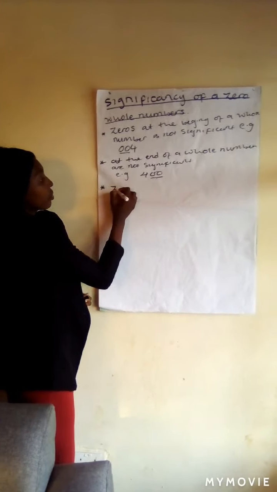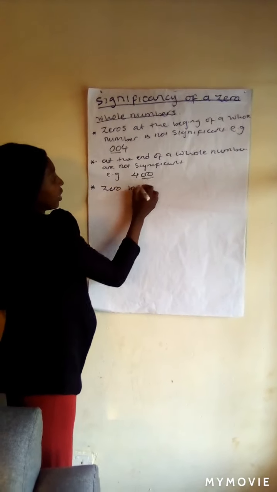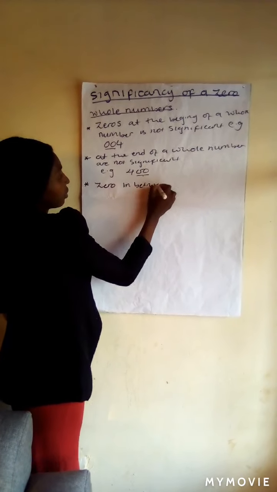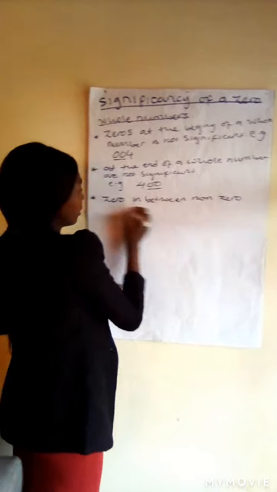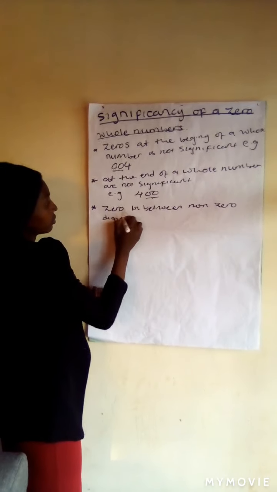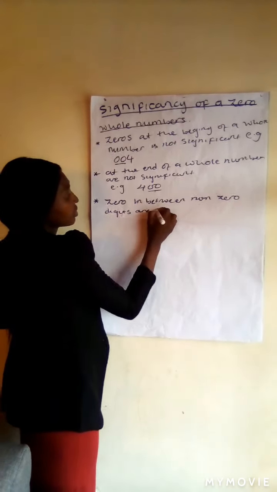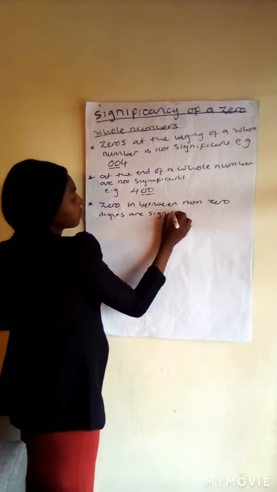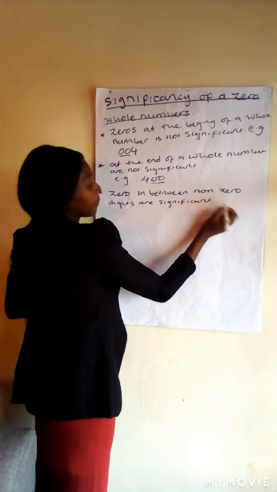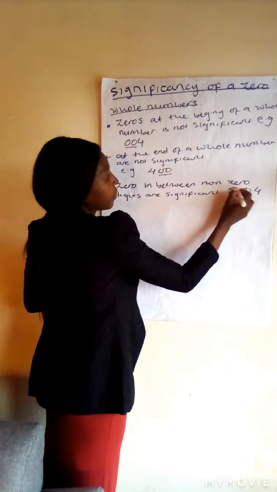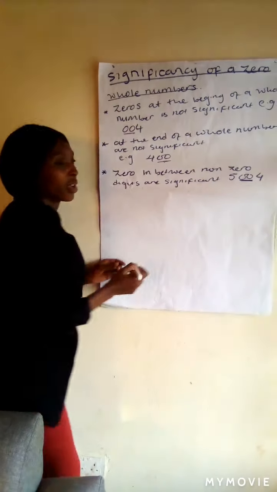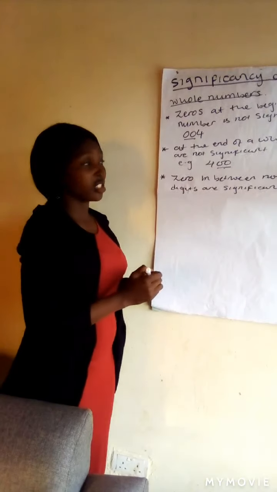Then we have the zeros in between non-zero digits, which are significant. We have 5004. These two zeros here are very important and very significant.